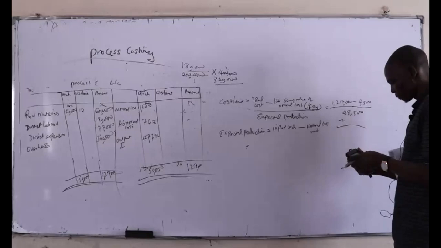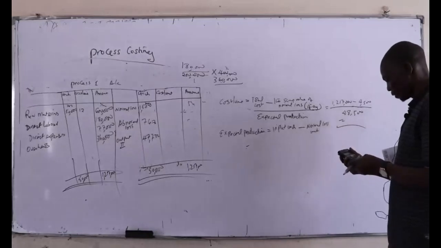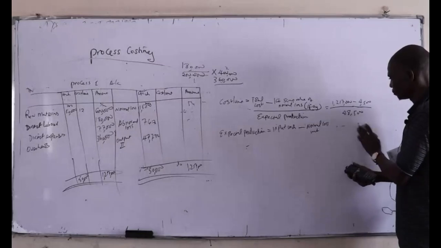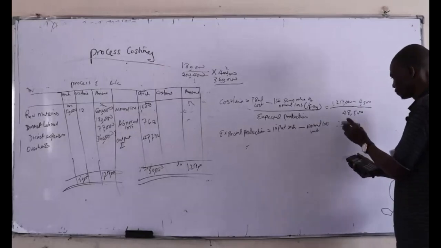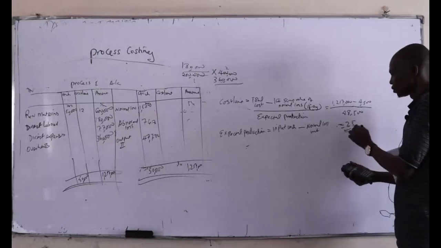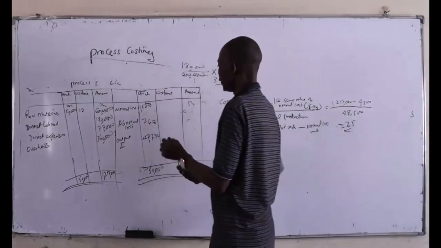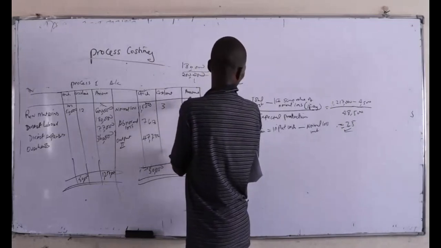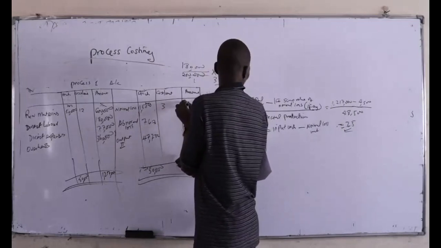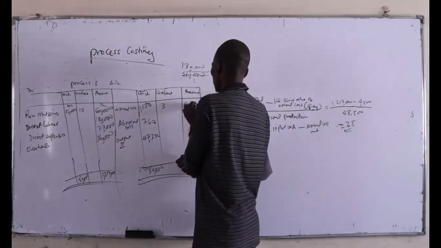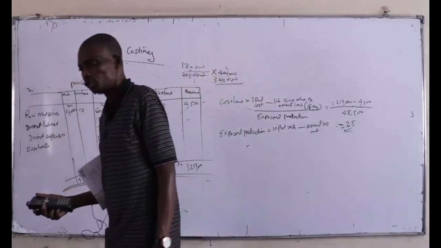So that gives you 17,000 minus 4,500. So you get that to be divided by 48,500. So you get that to be 25. So the cost per unit here, as we have seen, this is 3, and so here you write 4,500. That's the normal loss. So it can even be 0. It does not matter. It depends with what the question is asking you, and each question is unique.